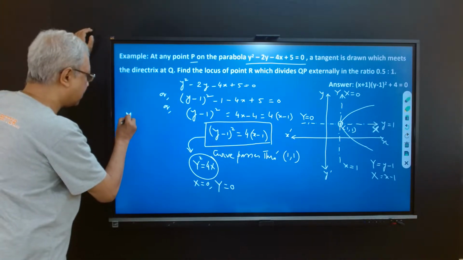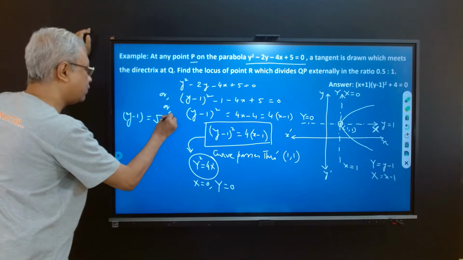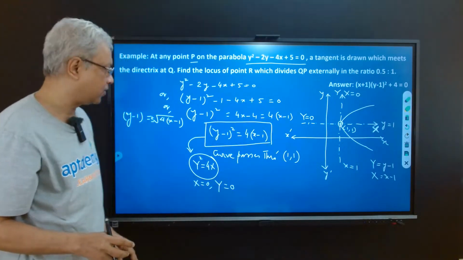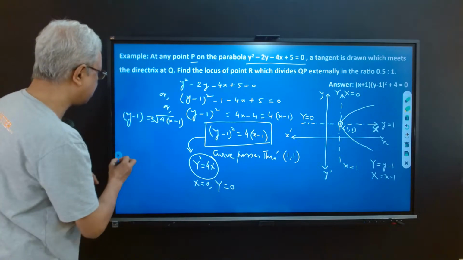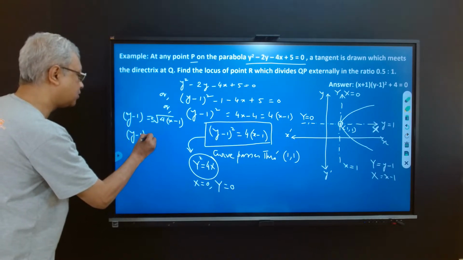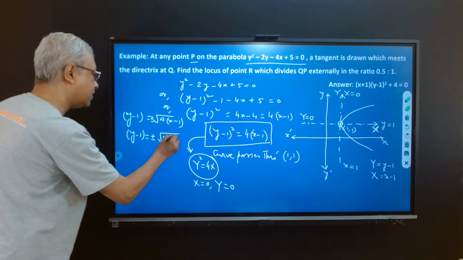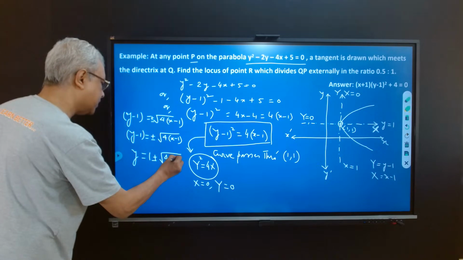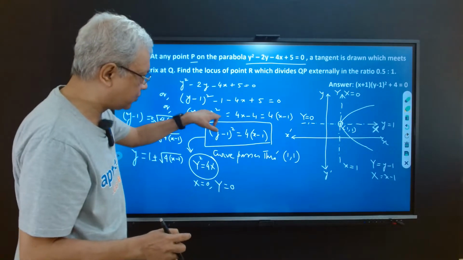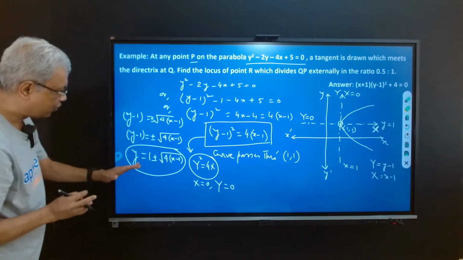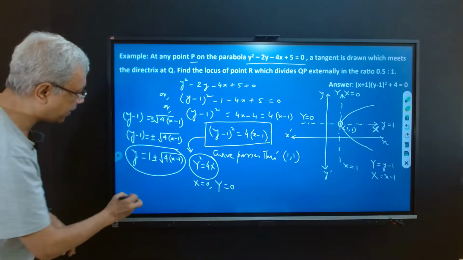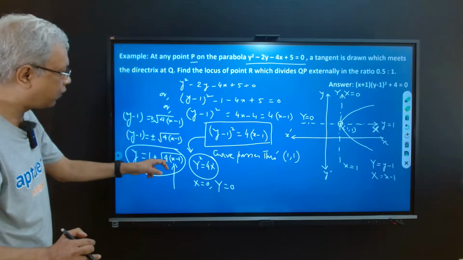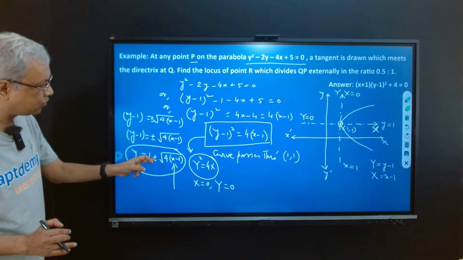From this equation, y minus 1 whole square equal to 4x minus 1, so y minus 1 is plus minus root over 4x minus 1. So y is equal to 1 plus minus root over 4x minus 1. The curve represented by this equation, which is a parabola, is symmetrical about y equal to 1. Because for a given value of x, if you plug in any value of x, you get two values of y. One is 1 plus square root of 4x minus 1, another is 1 minus square root of 4x minus 1.